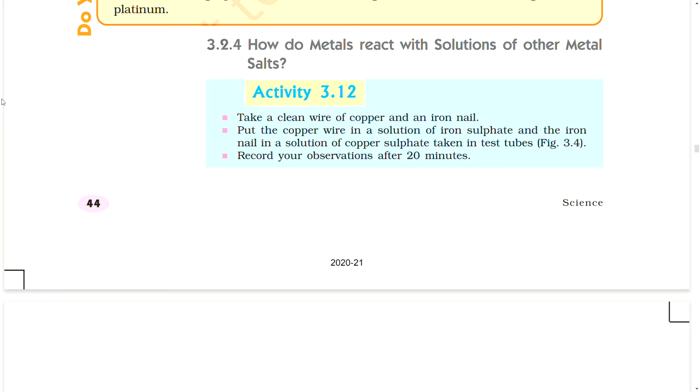How do metals react with solutions of other metal salts? Activity. Take a clean wire of copper and an iron nail. Put the copper wire in a solution of iron sulfate and the iron nail in a solution of copper sulfate taken in test tubes. Figure. Record your observation after 20 minutes.